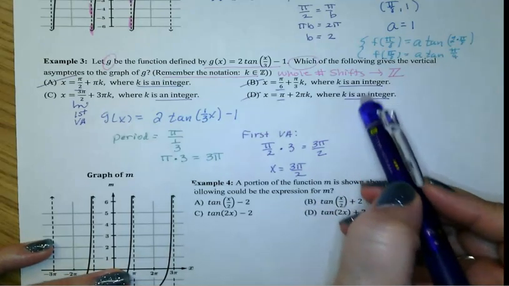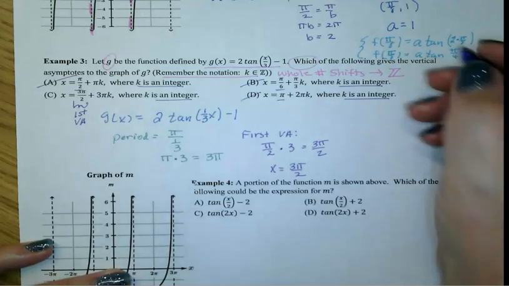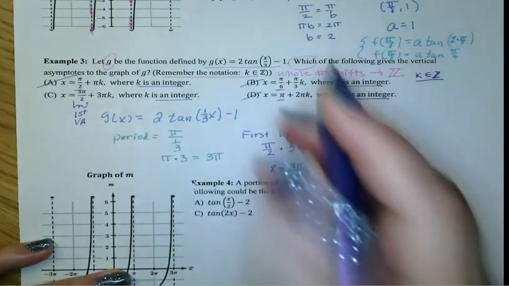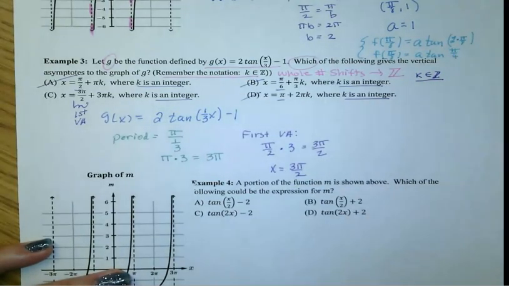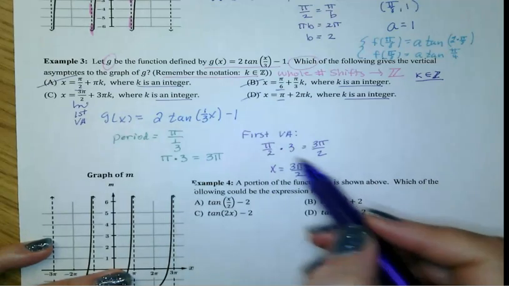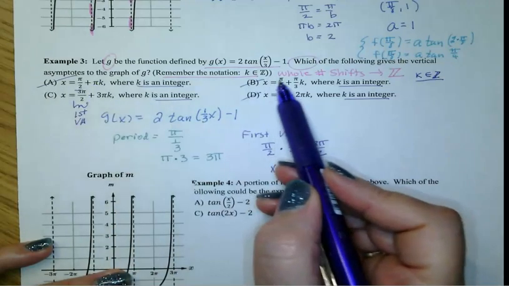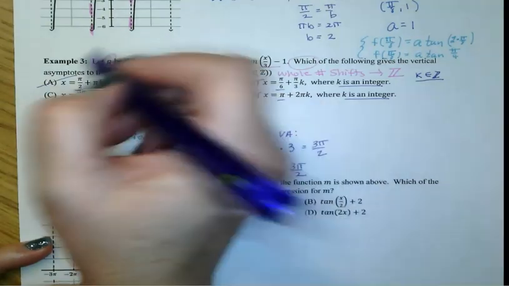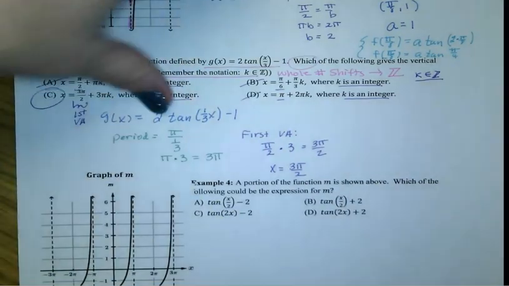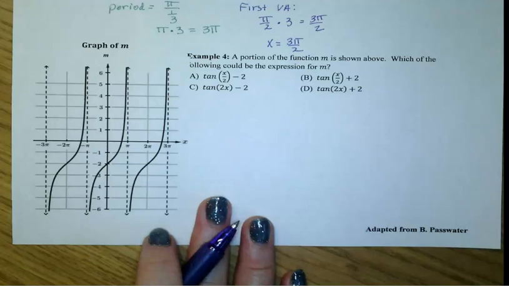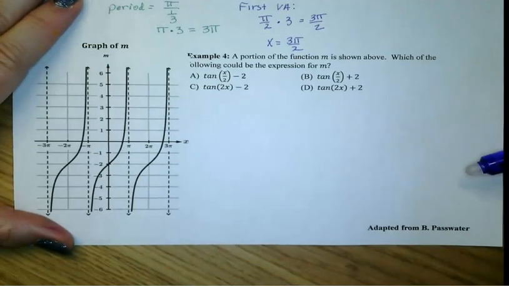All of them said k is an integer, which is just the notation we used a minute ago, so I didn't have to worry about that. The things that were different were definitely that first vertical asymptote. Since I knew my first vertical asymptote is supposed to be at 3 pi over 2, that ruled out this one and this one, leaving me with C as my correct choice. All right, moving on to example 4. Go ahead, do your first and second read, and pause your video.